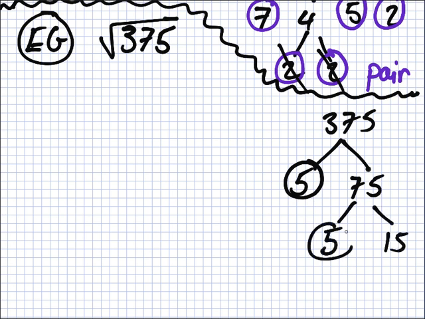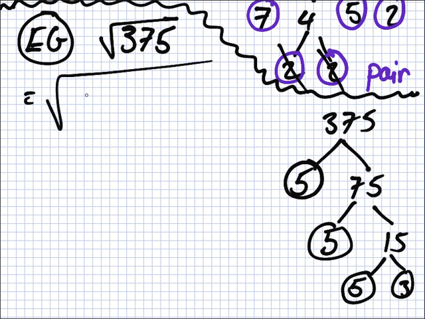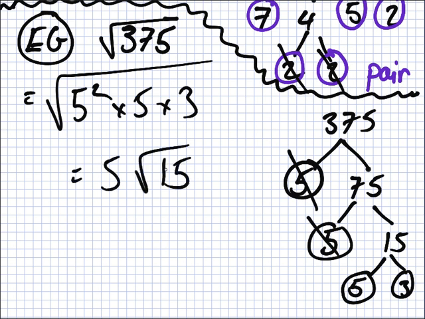Well, let me guess. You took the 5 again? Of course. 5 and 3. Now let's pair them off. So that's 5 squared times 5 times 3, which is 5 root 15. Okay, good. Write that down. Let's look at the next type of problem.